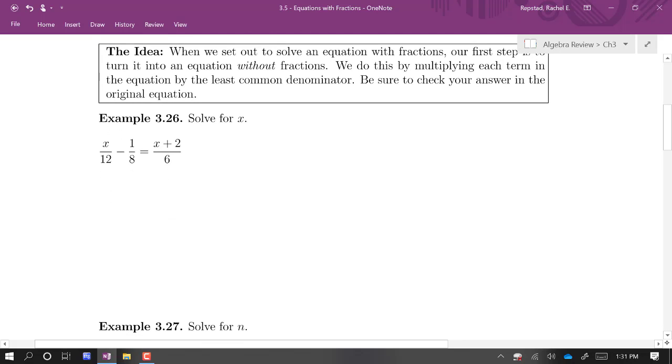In example 326, my denominators are 12, 8, and 6. They're all numerical, so I'm just thinking about trying to figure out what's the smallest number that 12, 8, and 6 all go into, and that would be 24. So I'm going to multiply both sides by 24. Now I'm going to rewrite this equation by distributing the 24. Now some people will distribute and simplify as they go, but I'm going to write out the whole step just to show you in effect what we're doing when we multiply both sides by the LCD.